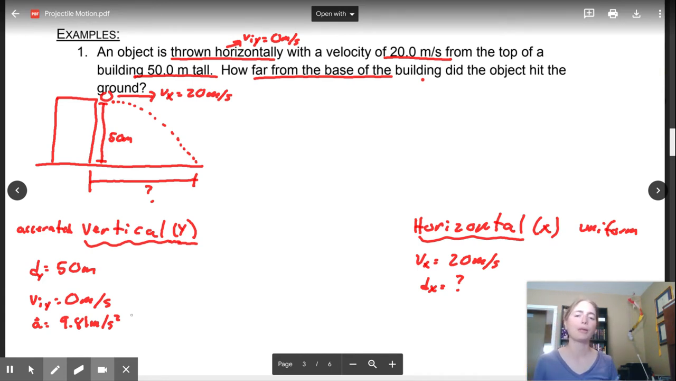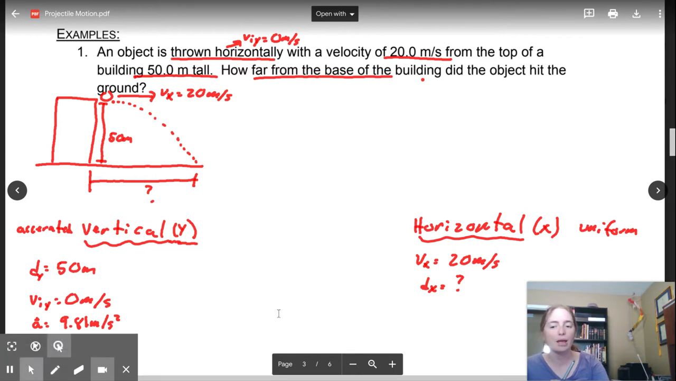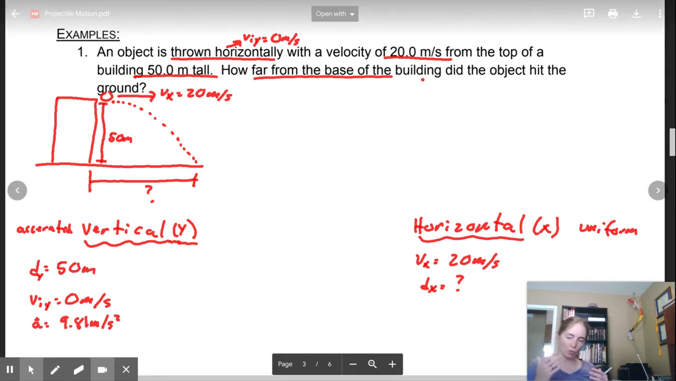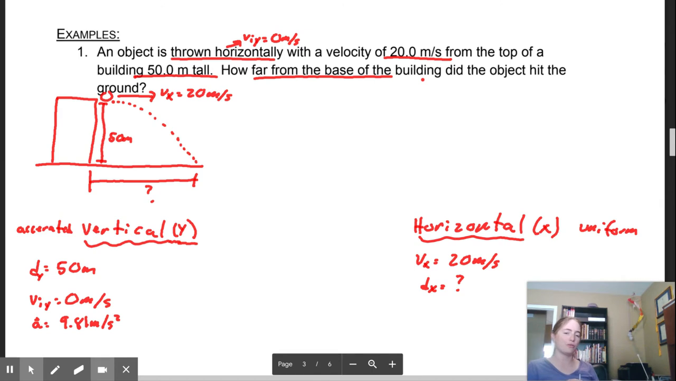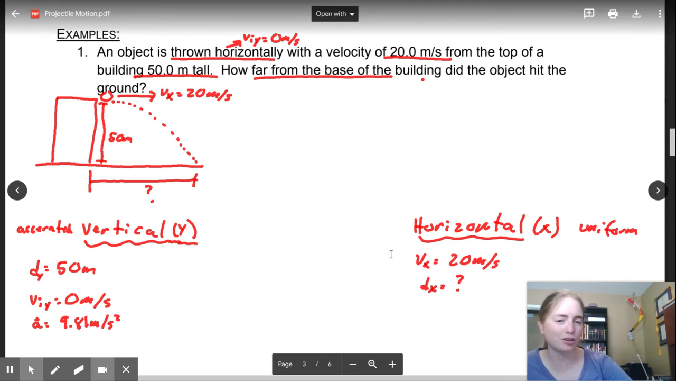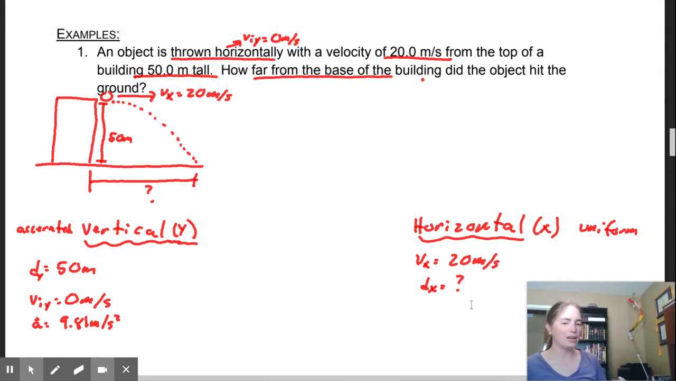Well, we now have everything at this point that has been given to us. We've organized our page really nice and neat, and we can see clearly what it is we have available. Well, we're missing some stuff. Let's look at our horizontal piece here. Well, we need to find distance. It's uniform motion, so we have to use V equals d over t. What are we missing? Time!